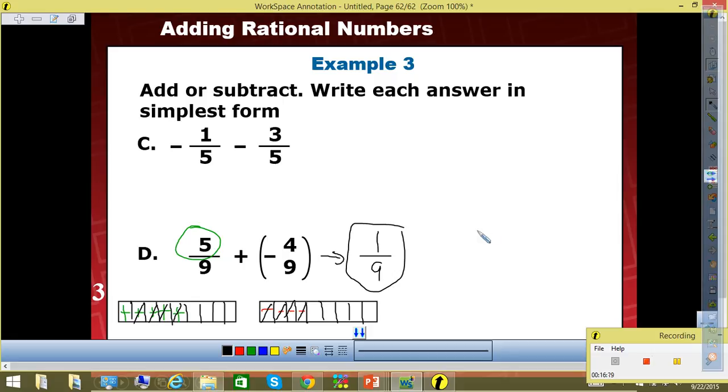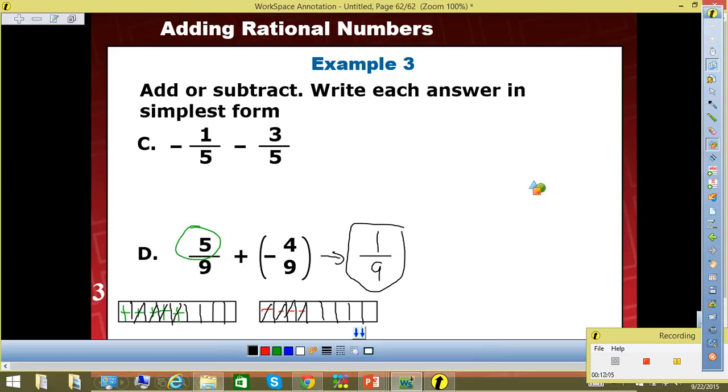Everybody see that? Okay, I want you to copy example C again underneath. Copy it on your paper, and we're going to do it using the area model. So copy example 3C again. Write it on your paper. -1/5 and -3/5. Okay? And how many spaces are we going to do for each rectangle? 5. That means 4 tallies, right? So draw your rectangle for this one and a rectangle for this one.